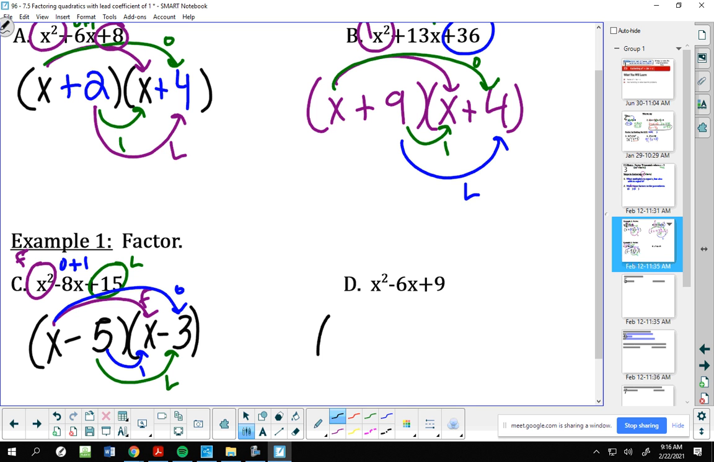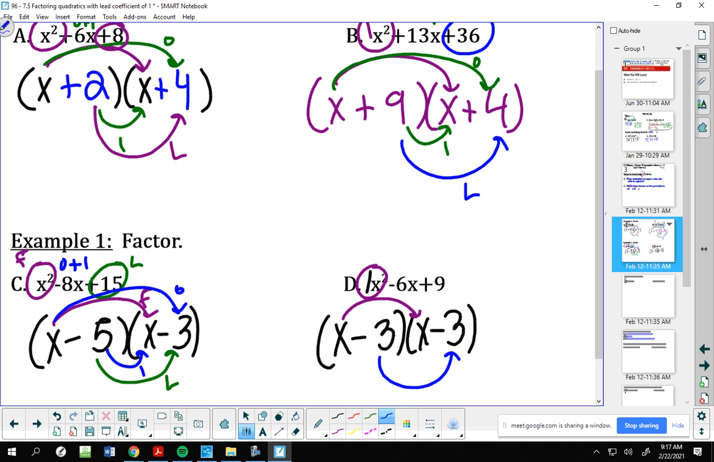All right. Same thing here, right? This is 1x squared, so we know it's going to be x times x to give me x squared. And then they multiply to a positive and add to a negative. So again, they both have to be negative then. -3, -3, good. Right? Because first times first, we get x squared. Last times last, we get positive 9. And then outer plus inner. -3x minus 3x is -6x.